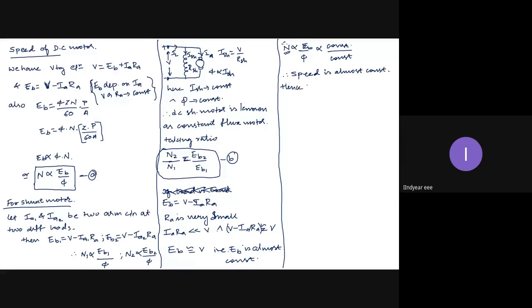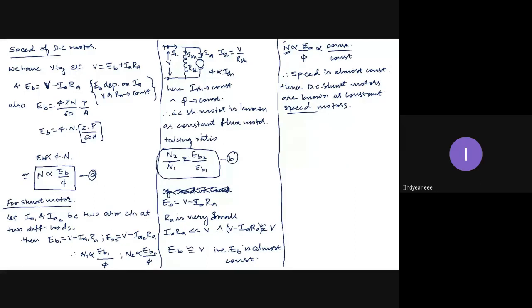Hence, DC shunt motors are known as constant speed motors. Okay, this is an important conclusion. It is known as constant speed motors.